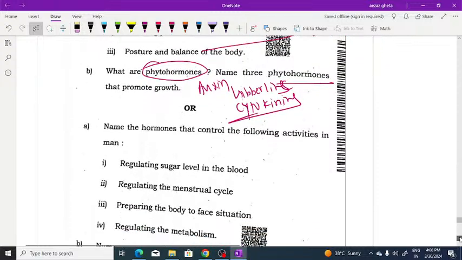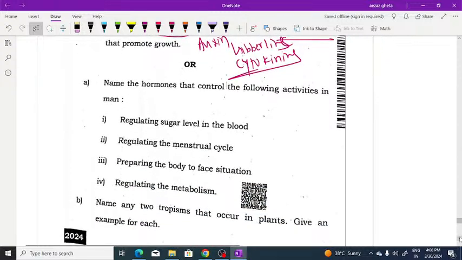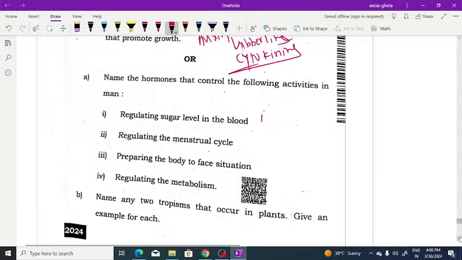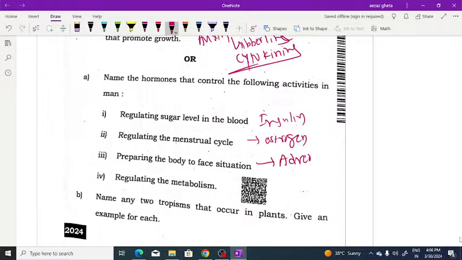First, sugar level is which one? Tell me. Insulin. Estrogen. Adrenaline. Metabolism, thyroxine. Thyroid gland, right.